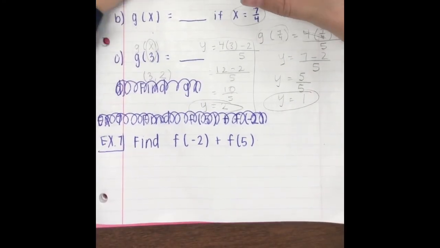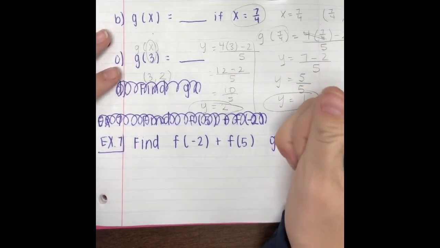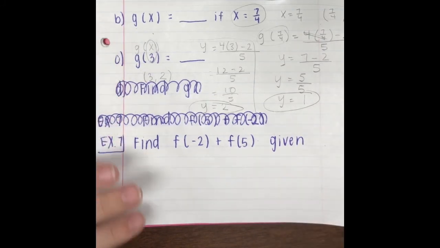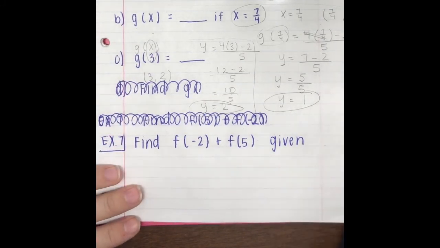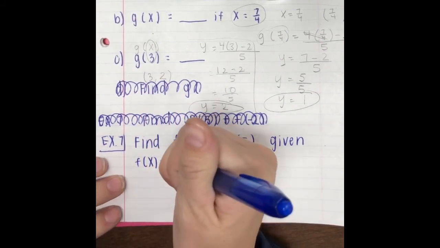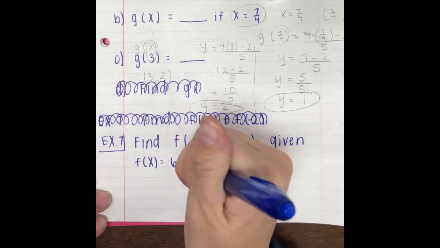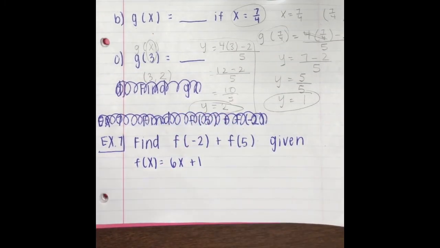And last example, I want to go over one more like this. Find f of negative 2 plus f of 5. Forgot to write the given. Okay? Given the equation, we'll put it on here. F of x equals 6x plus 1. Okay?